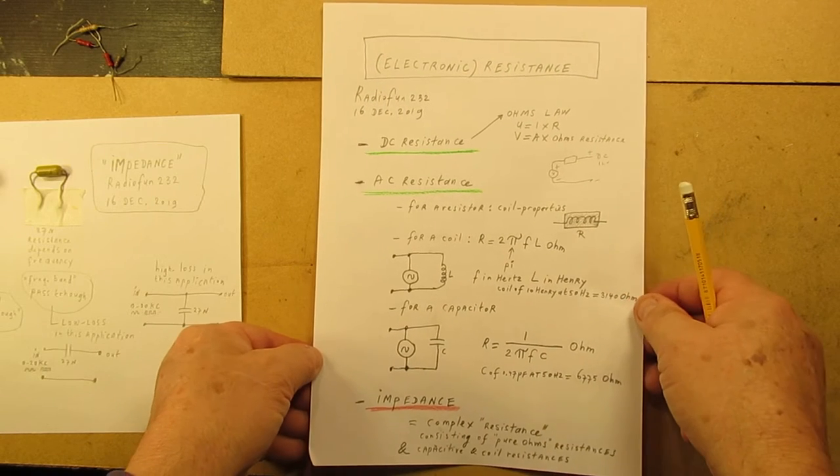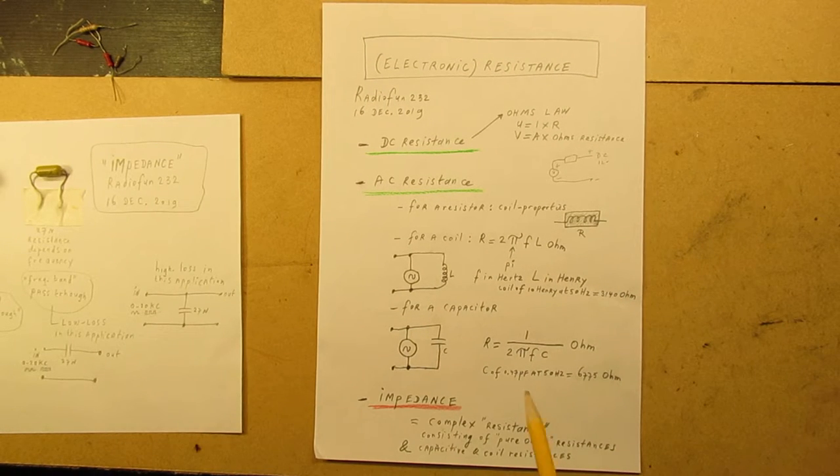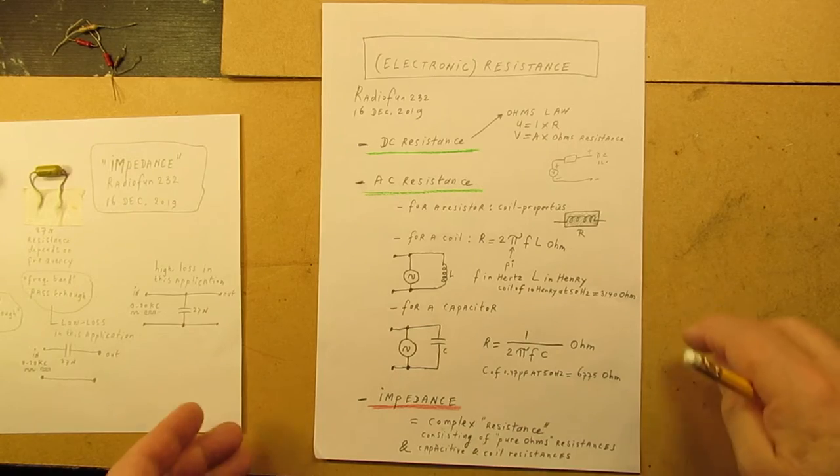And that means, for instance, that a coil of 10 Henry at 50 Hertz has an AC resistance of 3040 ohms. And a capacitor connected to a signal generator, say a capacitor of 0.47 microfarad at 50 Hertz, has a resistance of 6775 ohms. Of course, there are tolerances in such a circuit.